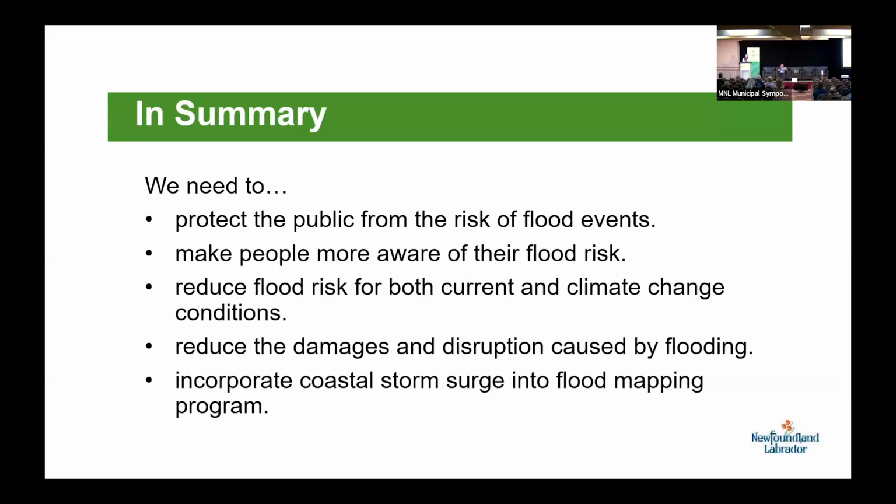So just in summary, we need to protect the public from the risk of flood events. We need to make people more aware of their flood risk in their communities. We want to reduce the risk of flooding for both current and climate change conditions. We want to reduce the damages and disruption caused in our communities by flooding. And we want to look more at incorporating coastal storm surge and storm waves into our flood risk mapping program, because that's really where things are headed in terms of where the major risk of flooding is going to be, from coastal storm surge.